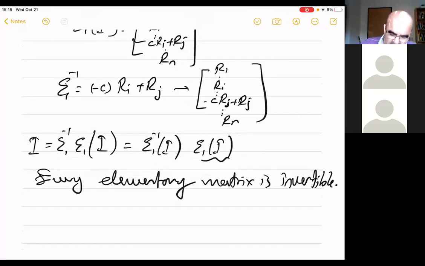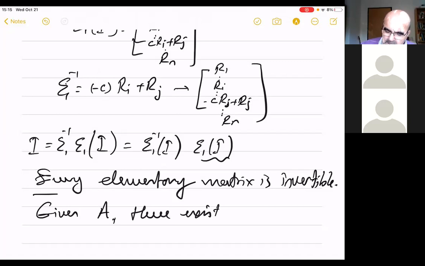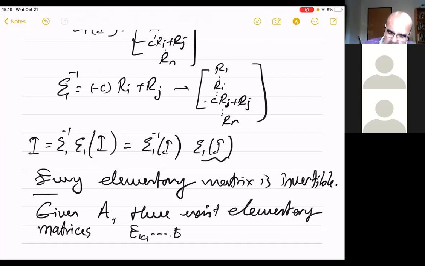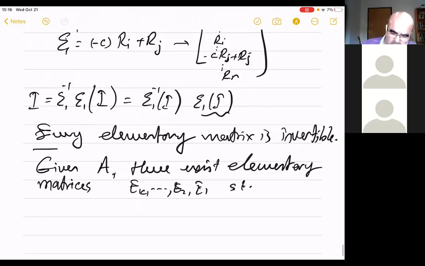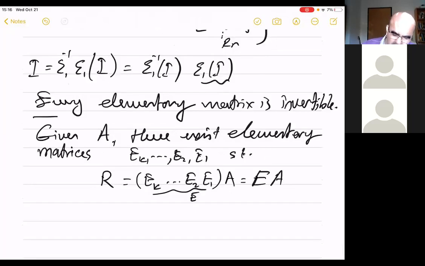We wrote at the beginning of last lecture that given a matrix A, there exists a product of elementary matrices, let me write it like this, E_k, ..., E_2, E_1, such that the product, which is simply E, row reduces A, as we did above.